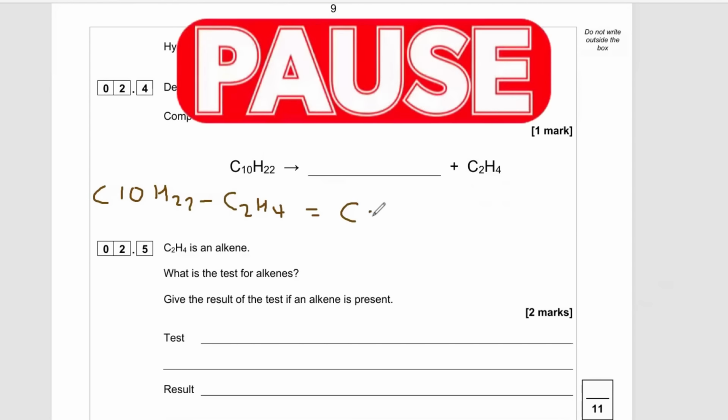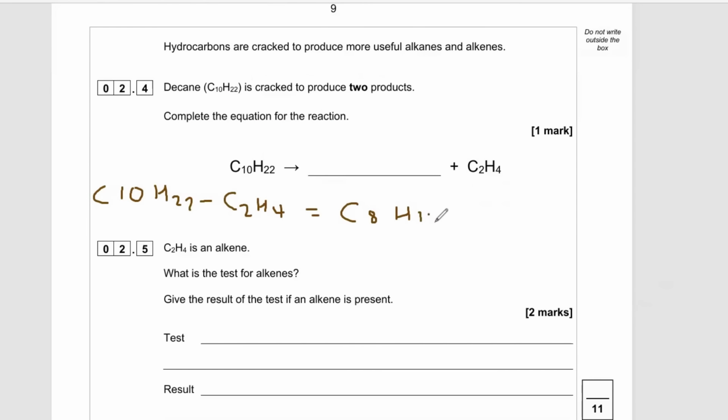Okay, I'm going to show you how to do it. You go C10H22, take away what we have existing on the right, C2H4, means that we need to make up C8H18. And there we go. Easy peasy. Sometimes they're a lot more difficult than that because they might have two spaces for you to make up. Right, 2.5. C2H4 is an alkene.